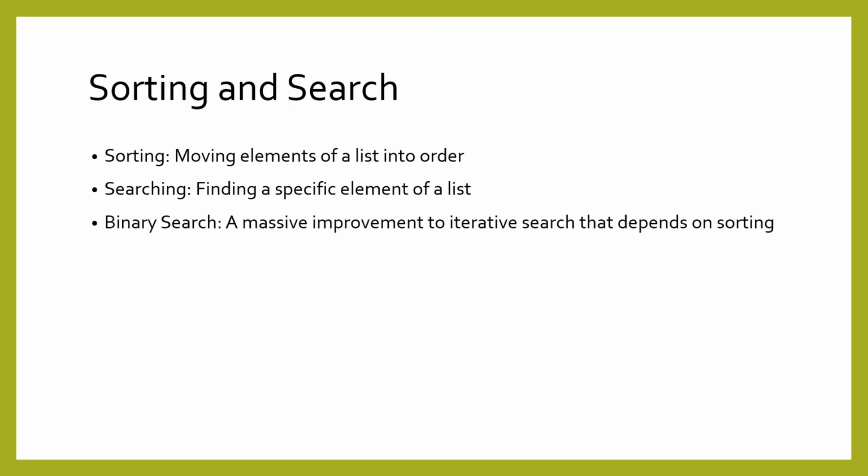A massive improvement can be found by using binary search, which repeatedly divides the search space in half, achieving logarithmic time complexity. In order to use binary search, however, the list must already be sorted. Sorting a list means putting the elements in order. There are many algorithms for sorting a list, although we will only look at a few of them. You can expect to revisit searching and sorting many more times in the future.